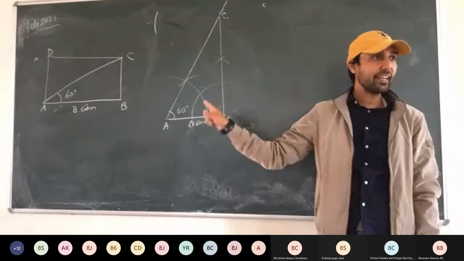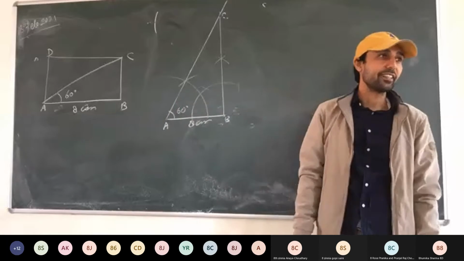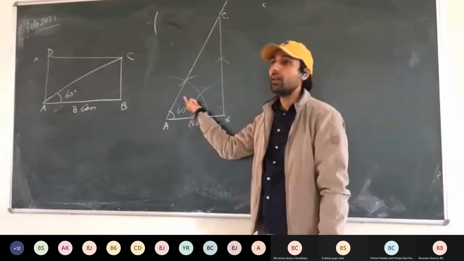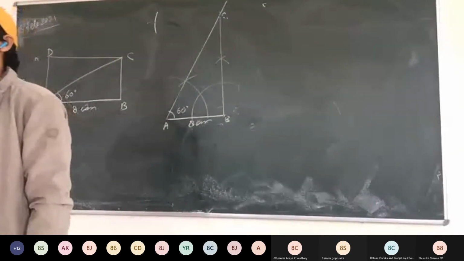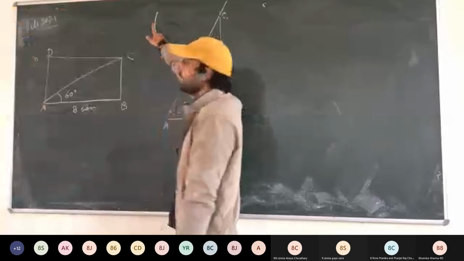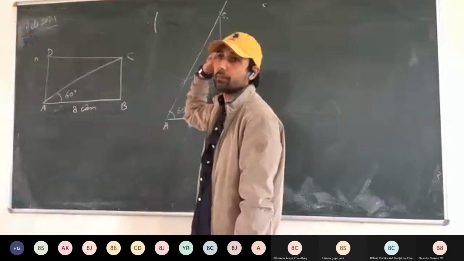A rectangle has angles of 90 degrees. So we have got D, join them.